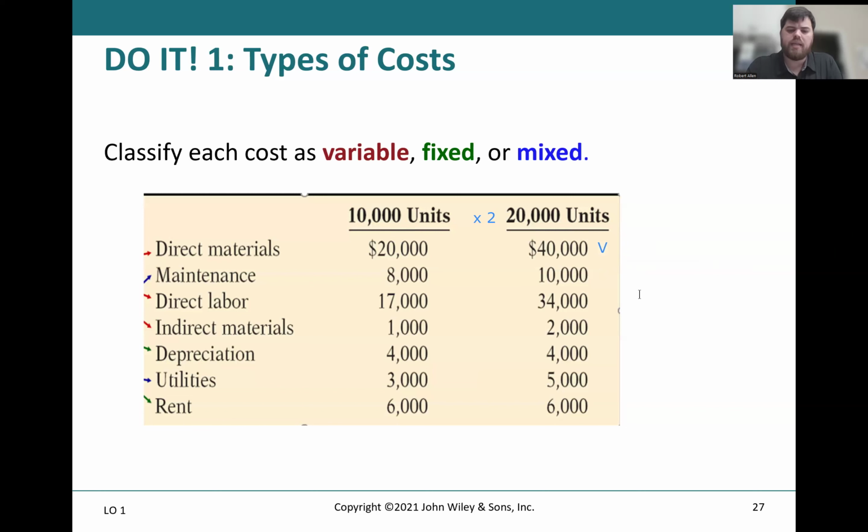Now, maintenance. For 10,000 units, it's $8,000. But for 20,000 units, it's only 10. Well, is 10 the same as 8? No, so it's not a fixed cost. And is 10 double 8, right? We doubled production. Is 10 twice $8,000? I don't think so. It's some portion more, but it's not double.